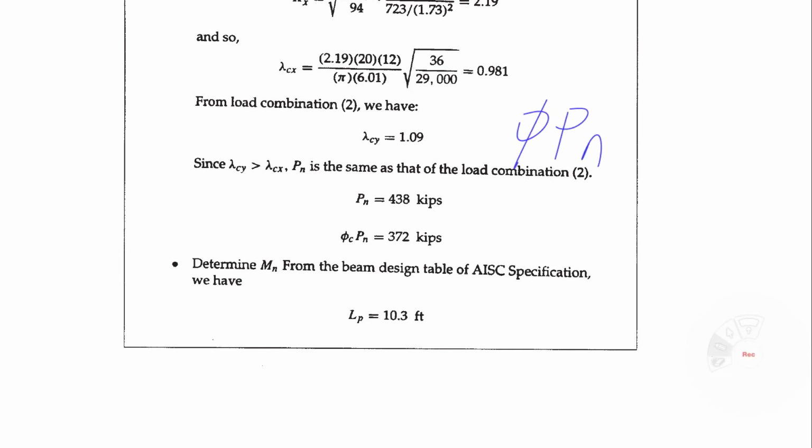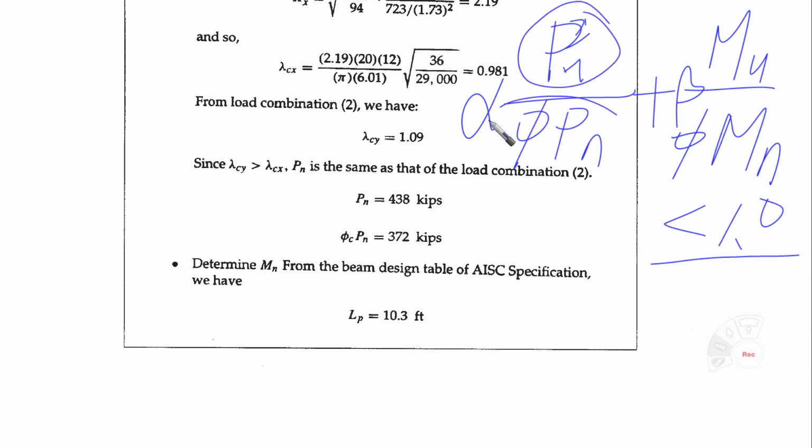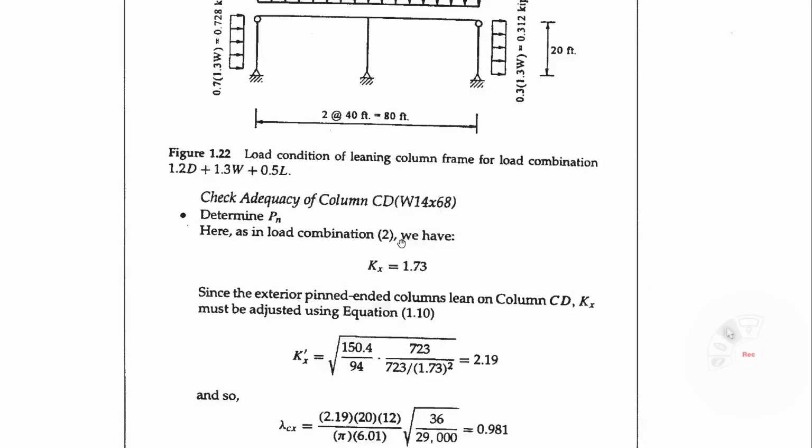Let's consider this one. We have to check this one: Pu over φPn plus Mu over φMn, right? There are some parameters, alpha and beta, depending on the magnitude of Pu over Pn, right? That must be less than 1.0. So far we have Pu, right? And then you get φPn, right? So from now on, we have to calculate Mn and Mu. So I will show you the procedure for how to calculate Mn and Mu. Let's firstly calculate Mn, the moment capacity of the central column.